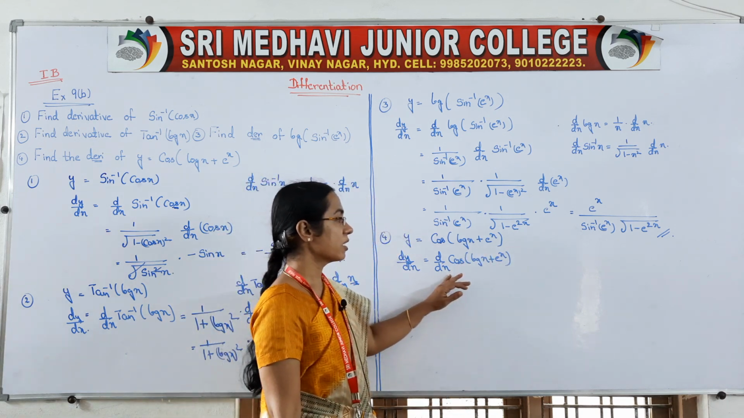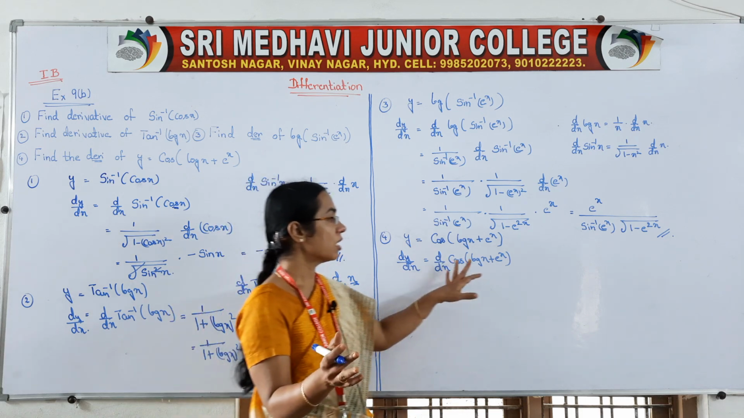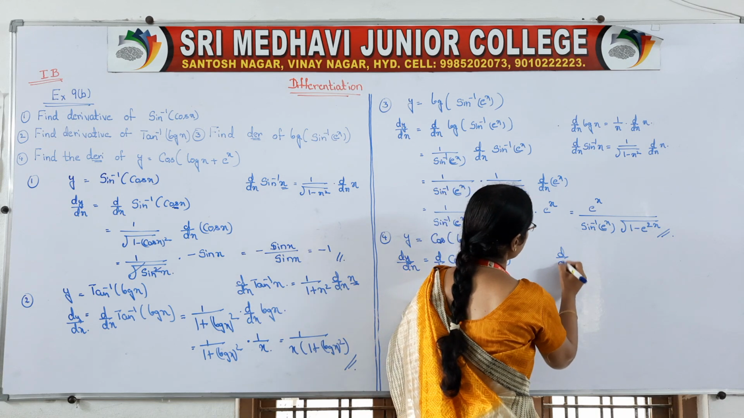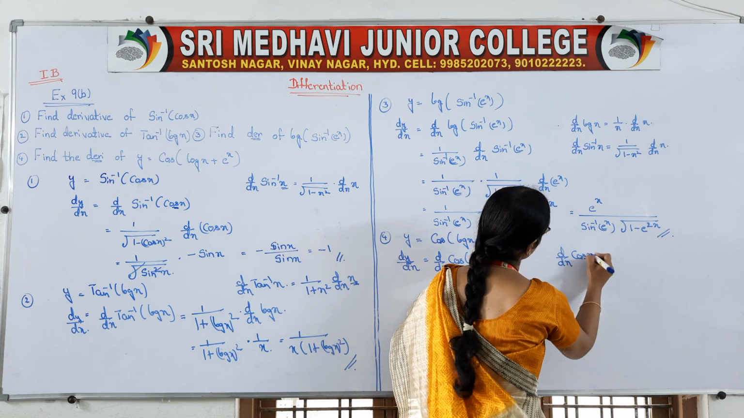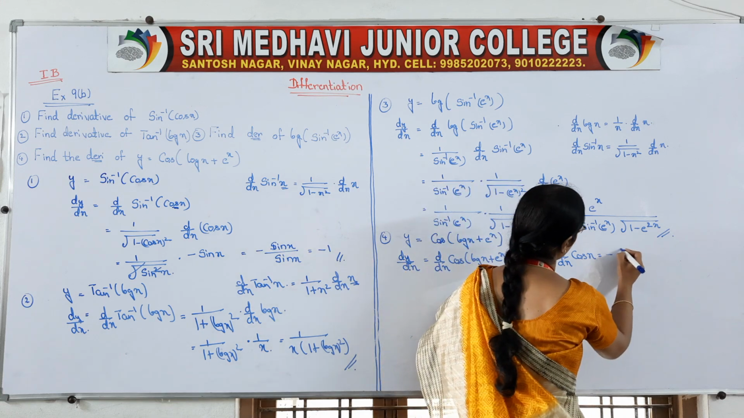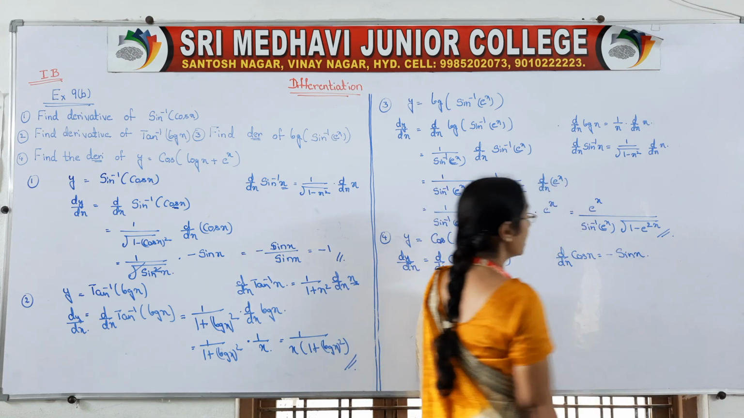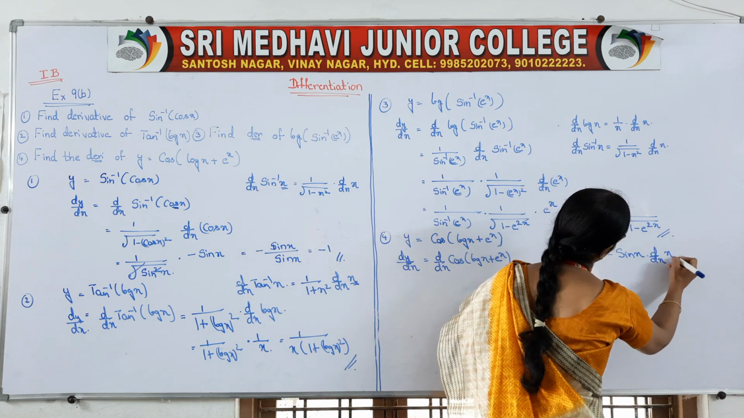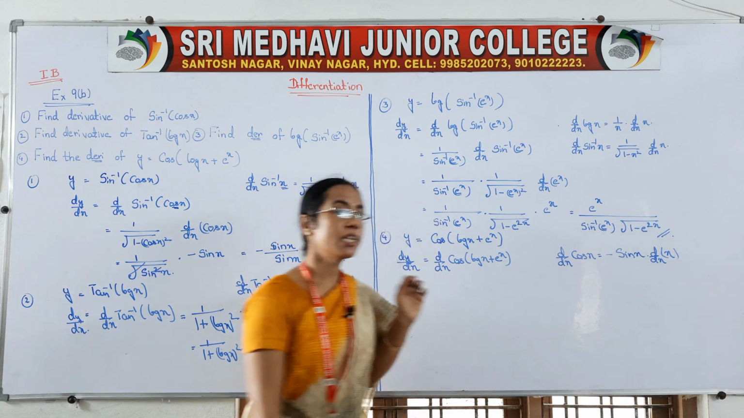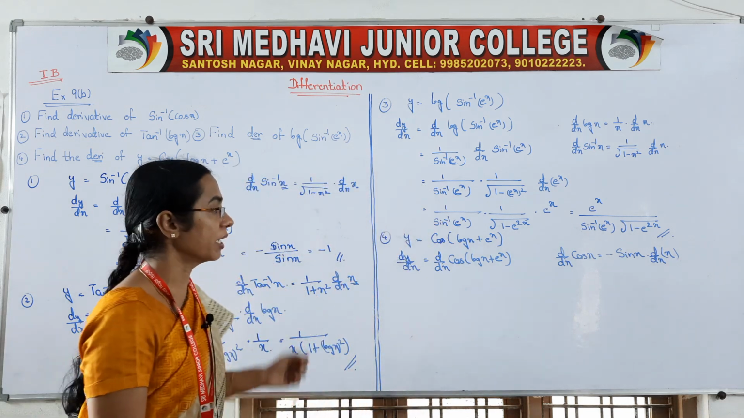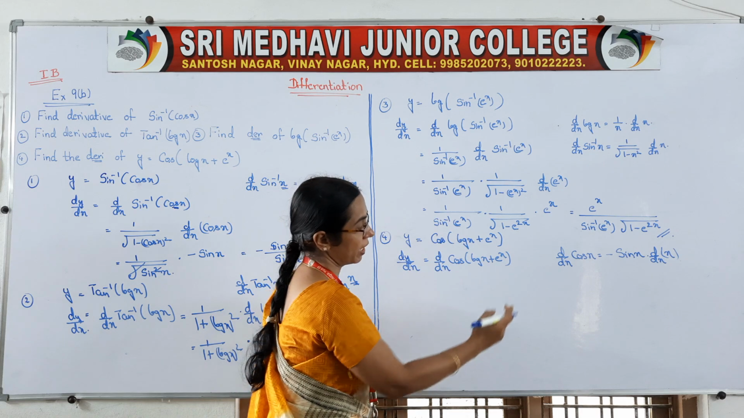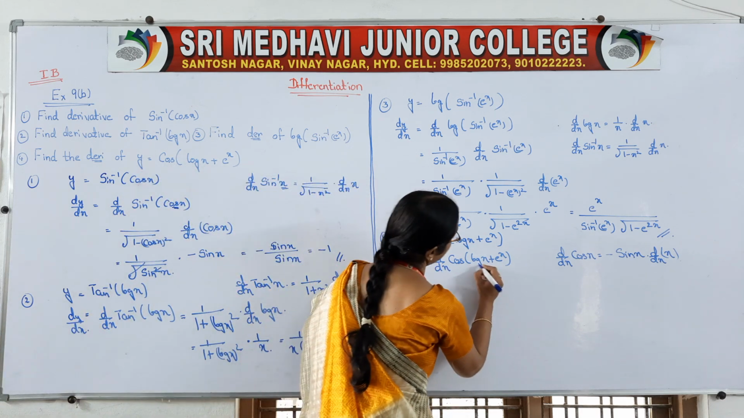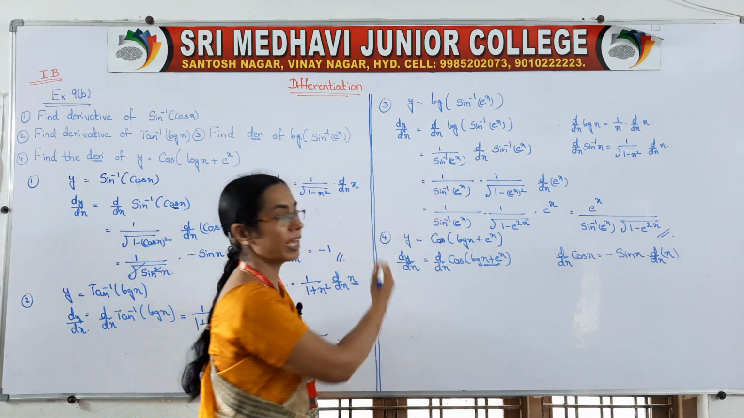So d by dx of cos of, first we will consider cos of some variable. So you should know the formula. What is that? D by dx of cos of any variable is equal to minus sine of that variable into d by dx of that variable. Okay, so d by dx of cos of any variable formula is minus sine of that variable into d by dx of the variable.